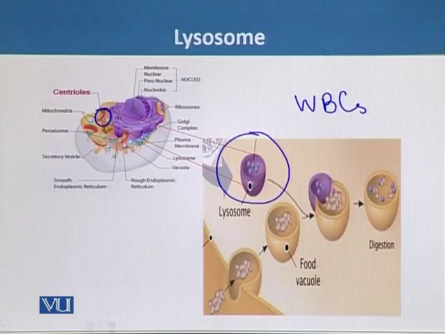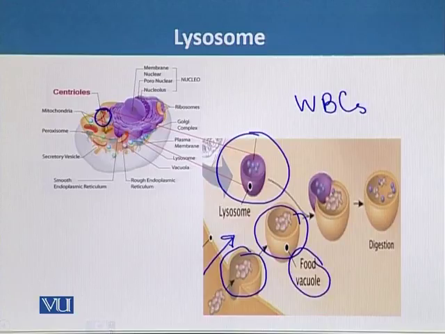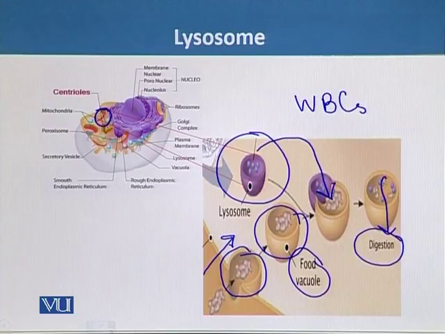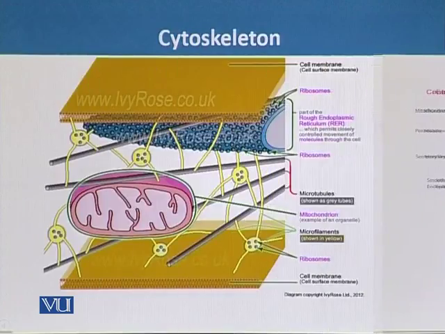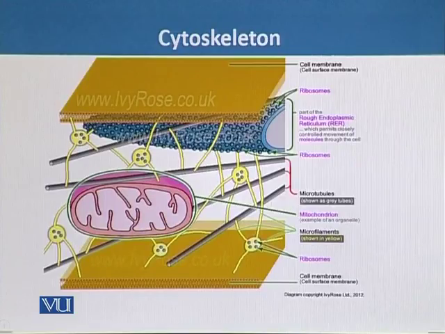Here we can see the example. Here some food is transported into the cell and is converted into the food vacuole, and then these lysosomes fuse with these food vacuoles, and ultimately digestion takes place, and all the food particles will be digested within these lysosomes. So next is the cytoskeleton.